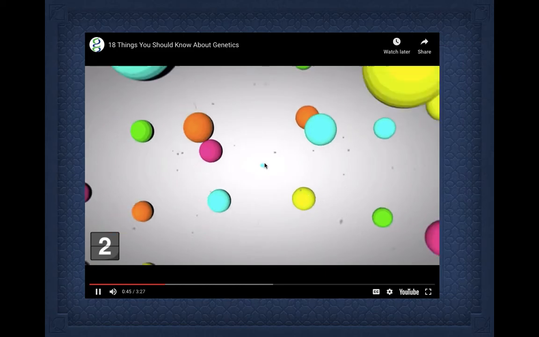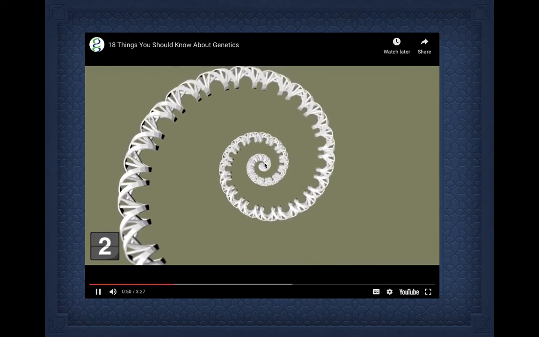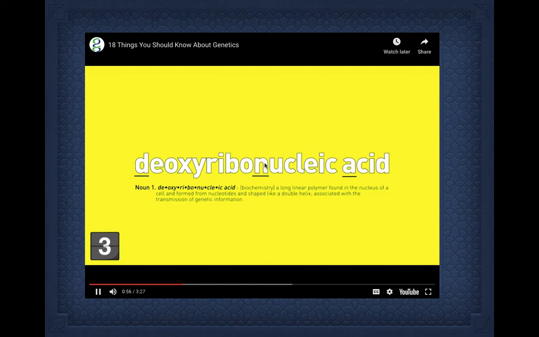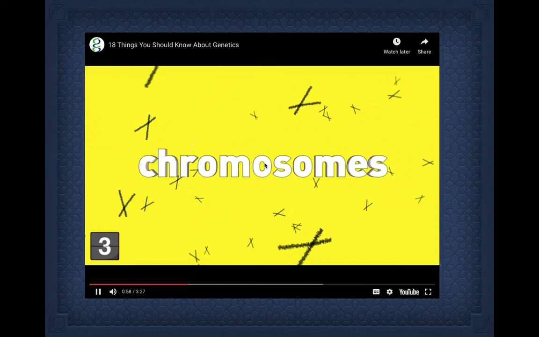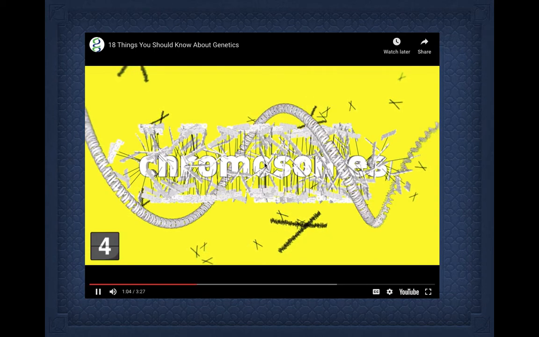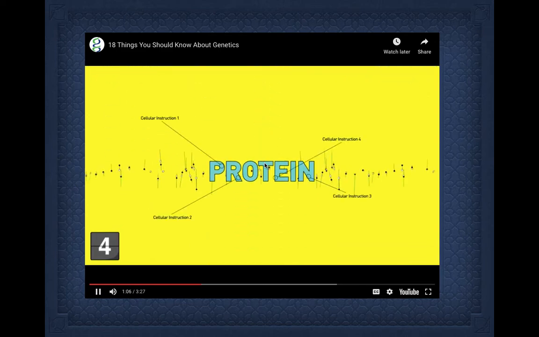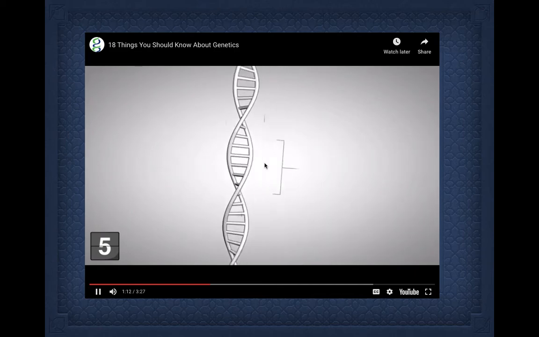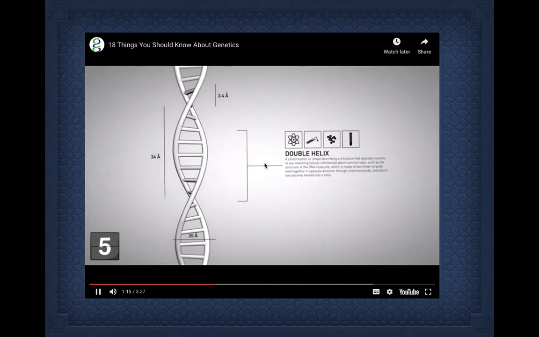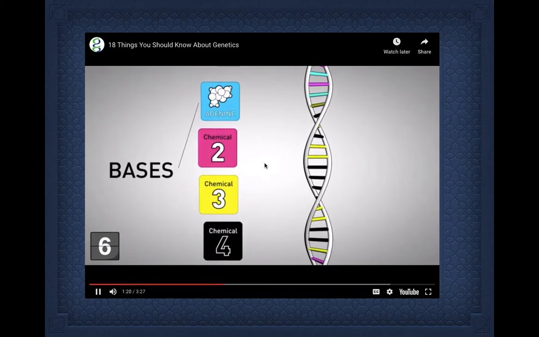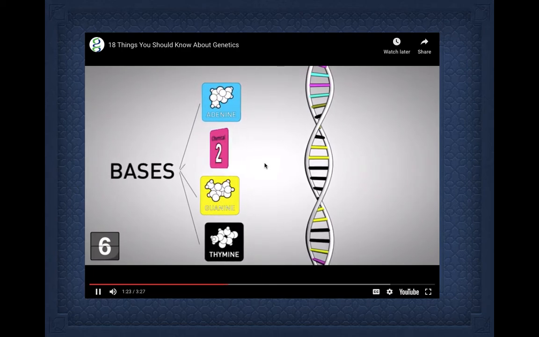These instructions are in almost every cell of every living thing and are stored on extremely long strands of chemicals called DNA. DNA stands for deoxyribonucleic acid, and these long strands are called chromosomes. Chromosomes are made up of many genes. One gene is a specific sequence of DNA on a chromosome that provides particular cellular instruction. DNA is shaped like a ladder that's been twisted, which is called a double helix. The steps of the ladder are made of four main chemicals called bases: adenine, thymine, guanine, and cytosine.